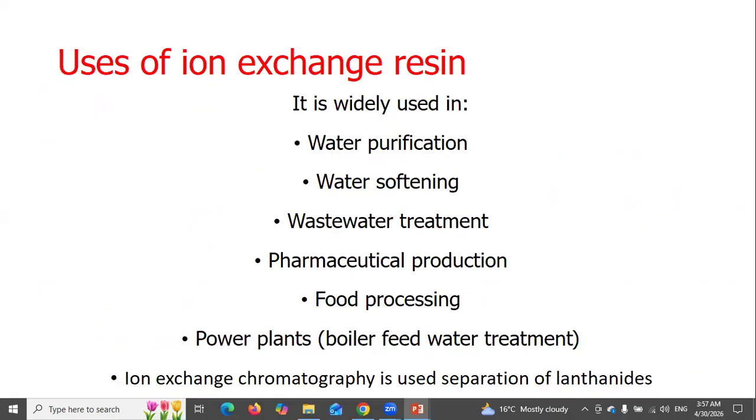Uses of ion exchange resin. It is widely used in water purification, water softening, wastewater treatment, pharmaceutical production, food processing, power plants, boiler feed water treatment. Ion exchange chromatography is used for separation of lanthanides.